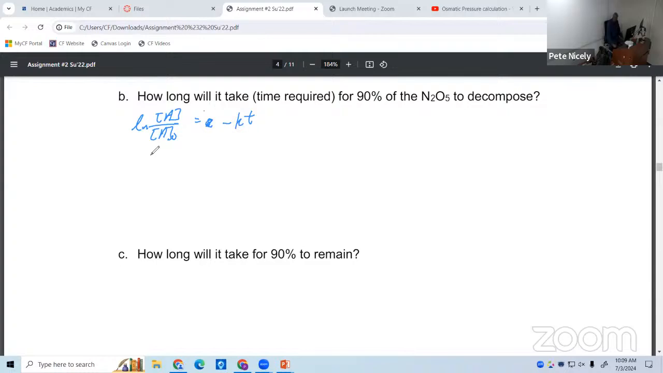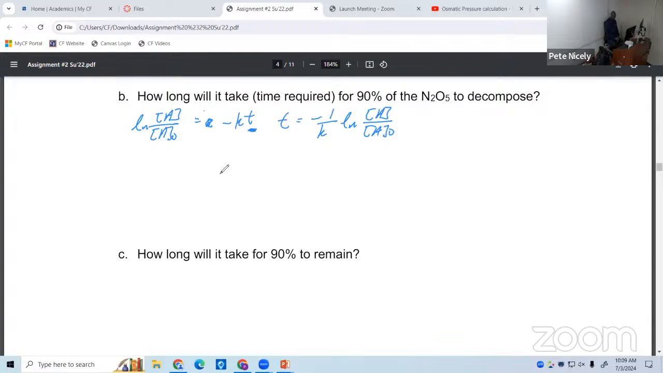So that would be the form of the equation I would use. And the reason why I use this form is because I can easily rearrange it to get an expression for t. So t would be equal to minus 1 over k times ln concentration of A over concentration of A initial, right? And it's all a matter of putting the numbers in.